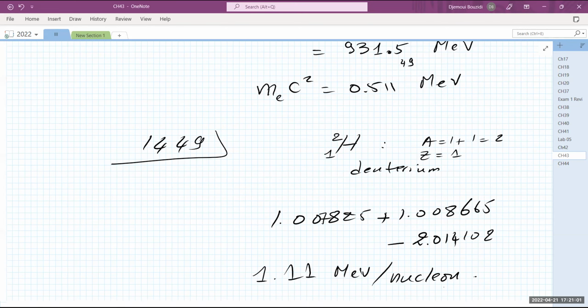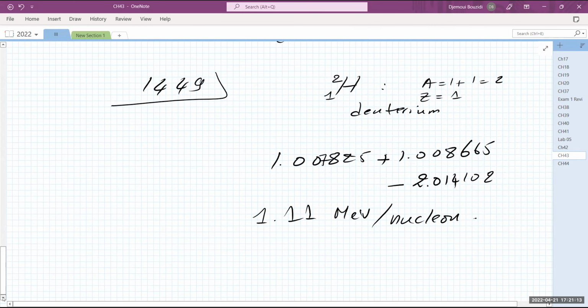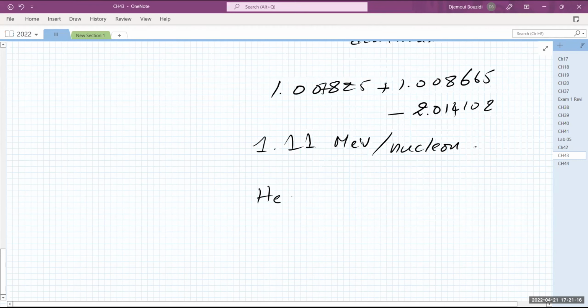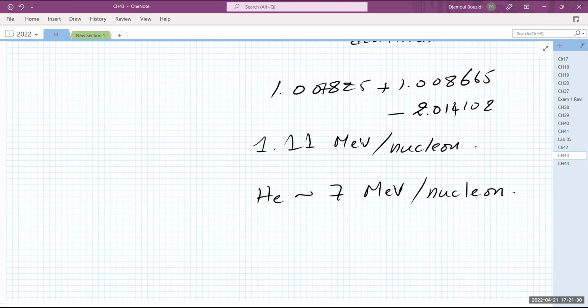And if I do the same calculation for helium, for example, which is the next element in the periodic table after hydrogen, I will find the number is much, much higher. It's about 7 mega electron volts per nucleon. And I have 4 of them, remember. I have 2 protons and 2 neutrons. So I have to multiply this number by 4 to get how much binding energy for my helium atom. So in this case, 7 times 4 is 28 mega electron volts.